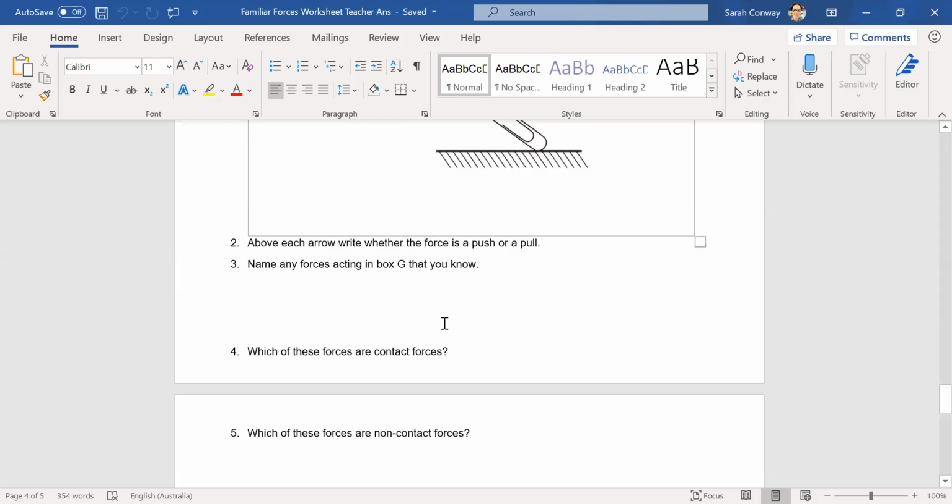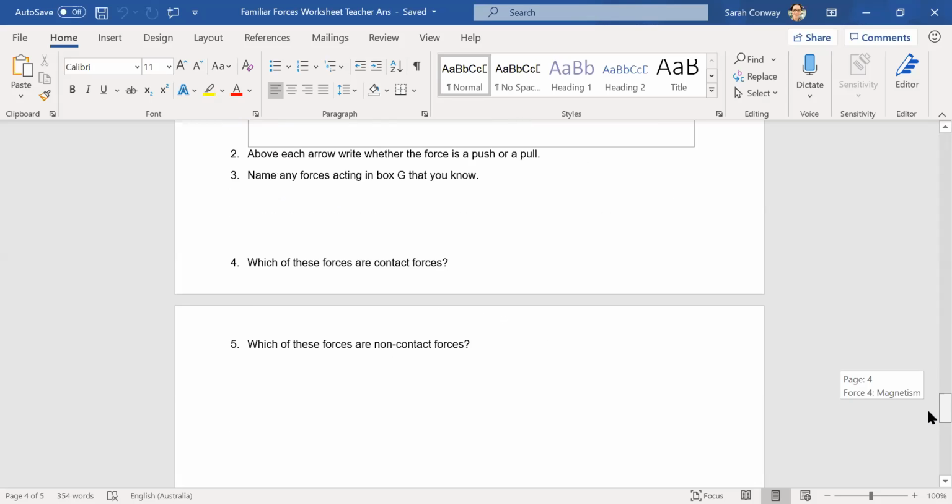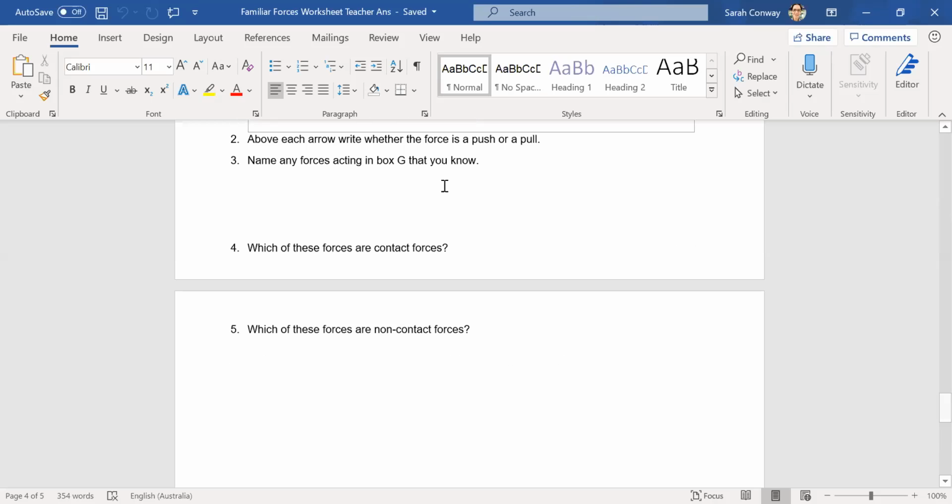So the contact force is actually on the ground. It's not a contact force until it's actually touching the magnet. At this point, it's a non-contact force with the magnet because it's pulling it up. So magnetism is a non-contact force. The contact force is actually on the ground, just resting there. And it's the friction of it pulling it up off the ground that is the contact force. So that's your answers for that one.